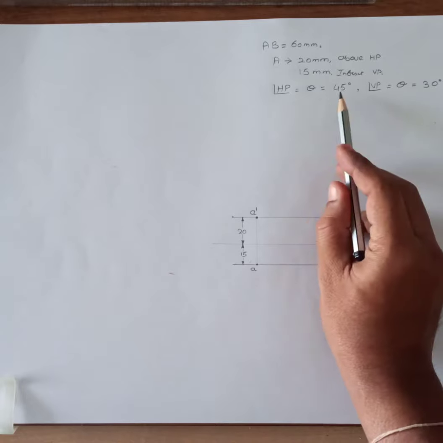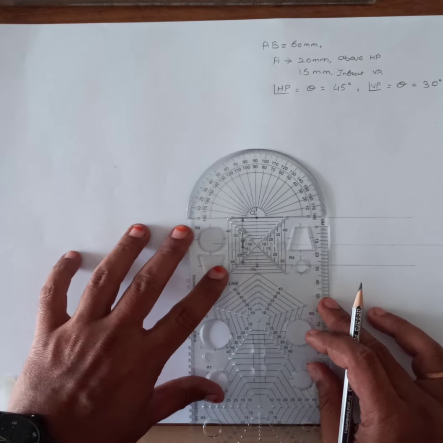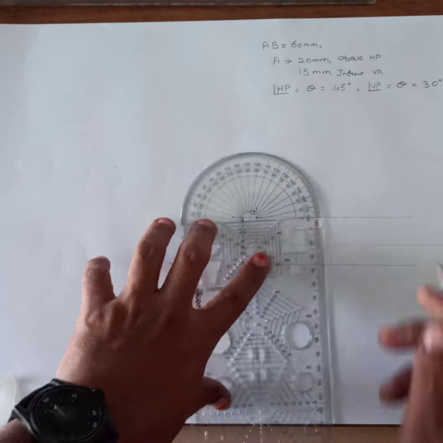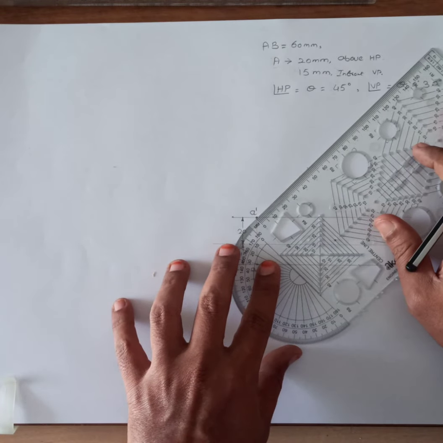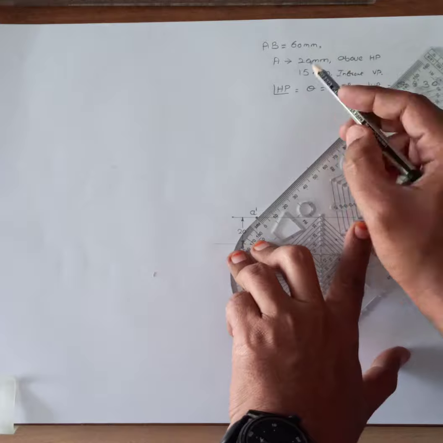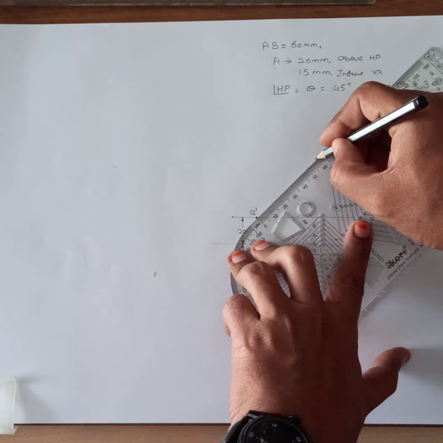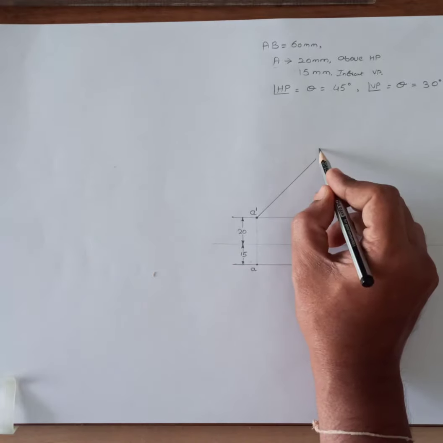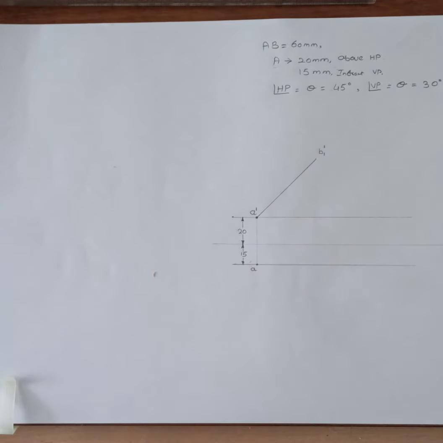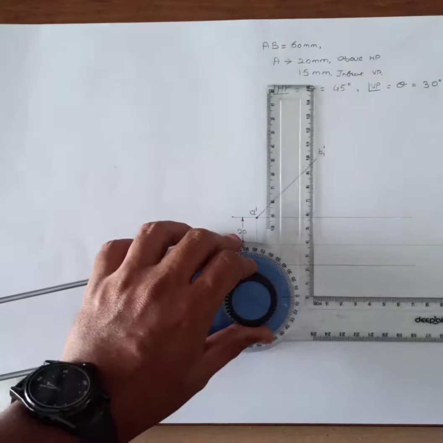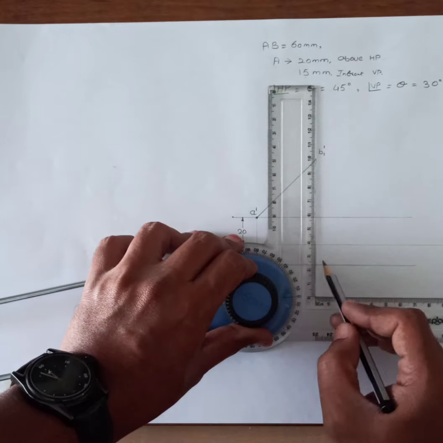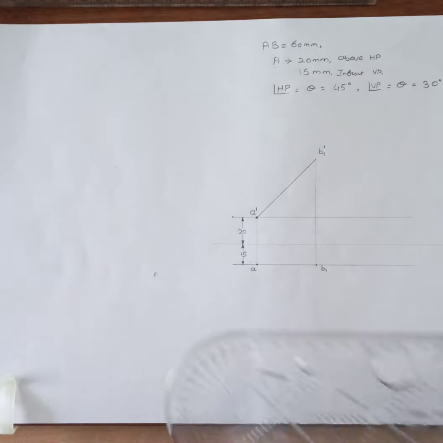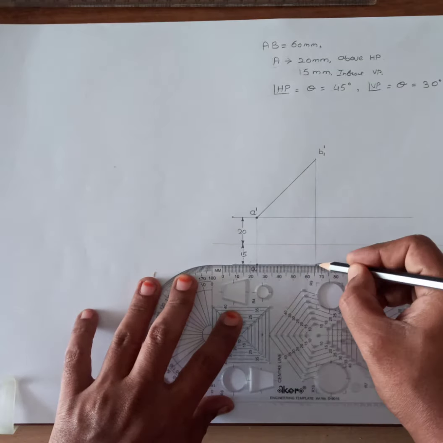The line is inclined at 45 degree to the horizontal plane. Since the horizontal plane inclination will be seen in the front view, mark this 45 degree from the point A dash. Through this 45 degree, draw a line of length 60 mm and mark the endpoint as B1 dash. Then from the point B1 dash, draw a vertical projection to the opposite locus. There you will get the top view of the point B1 dash, which is B1. Now connect the point A with B1.